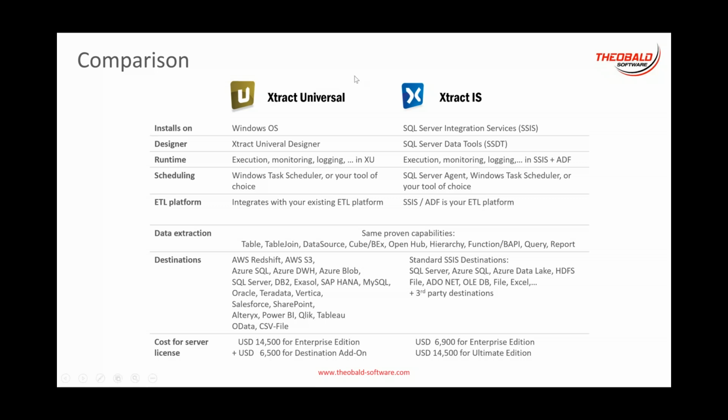In terms of the destinations, Extract Universal has 20 plus different destinations built in where the SAP data can be sent to directly. We support AWS, Amazon destinations, Azure destinations, SQL Server, as we've seen, also a number of other database vendors, Exasol, SAP HANA as a destination, Oracle, Teradata, HP Vertica, and then also you can go directly into some analytics tools like Alteryx, Power BI, Qlik, or Tableau. We also support common file formats or data formats like OData and CSV file.